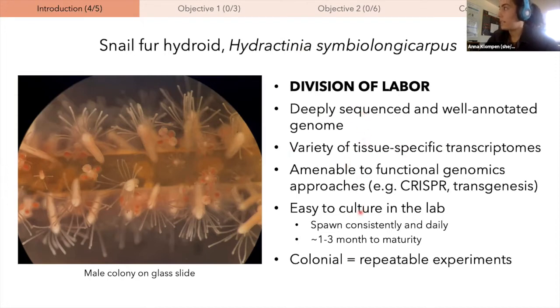It's also very easy to culture in the lab. Again, these are very small. They can spawn consistently and reach maturity fairly quickly, and they're colonial, as I said before, so you can do fairly repeatable experiments all in one genotype.